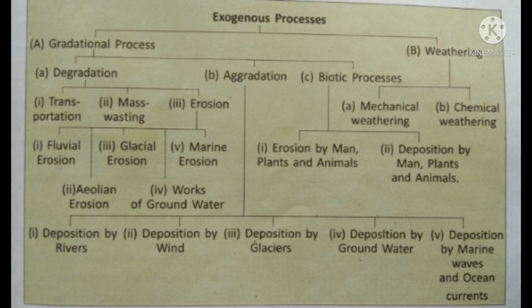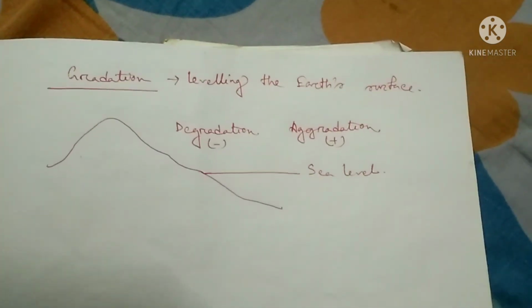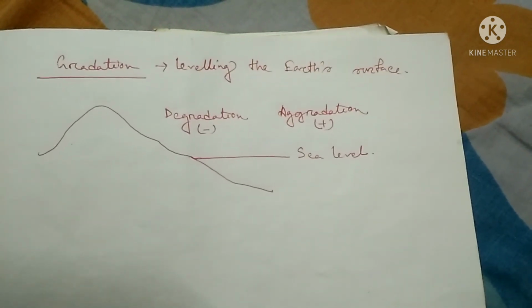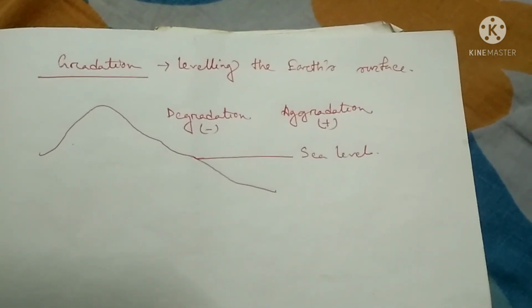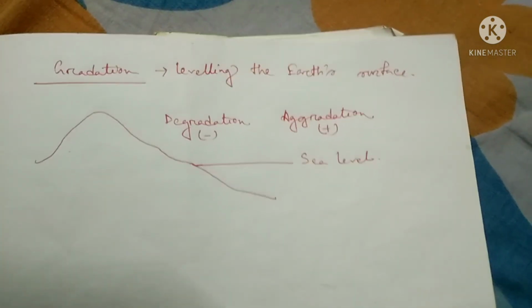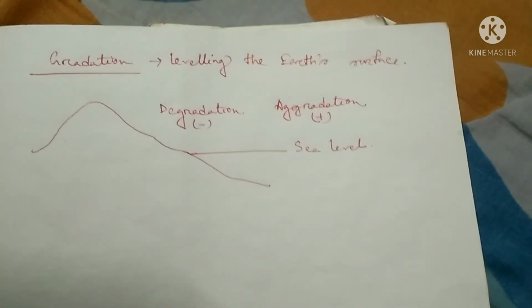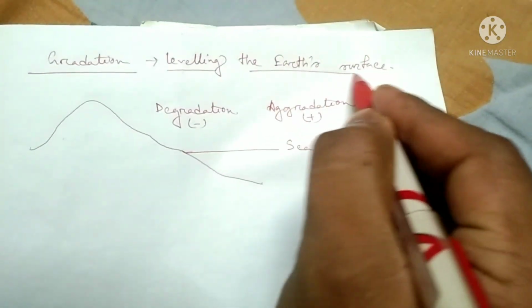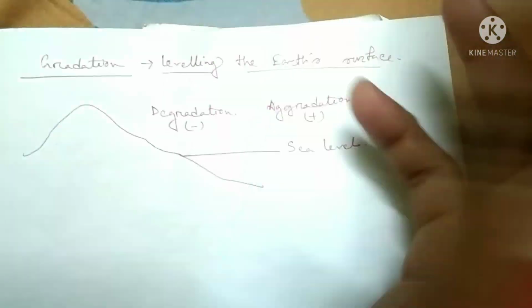Now follow this table. Exogenous processes work through two main processes. One is the gradational processes and another one is the weathering processes. Now we need to learn about one of the important terms in geography, that is the gradational processes, and you can say about the gradation. Gradation means simply the leveling of the surface. Now the question comes: what is the meaning of leveling of the surface? What are the processes involved in the leveling of the surface?